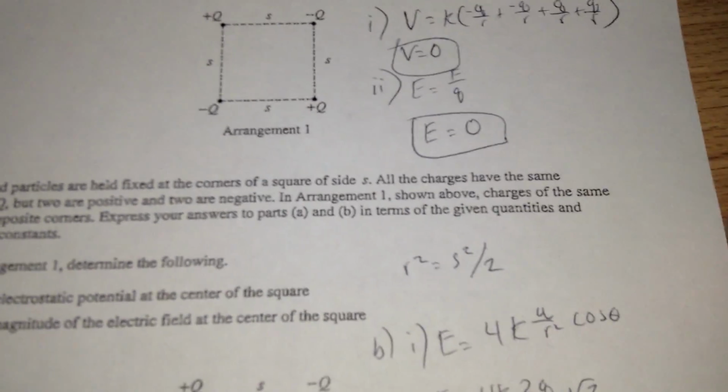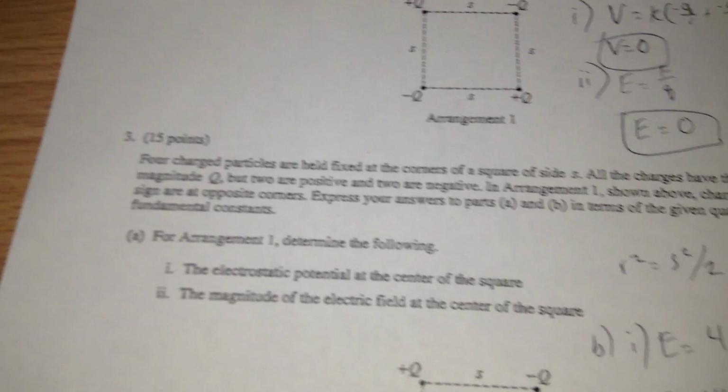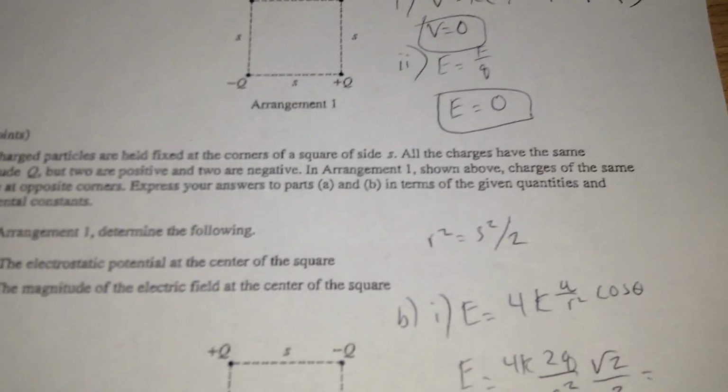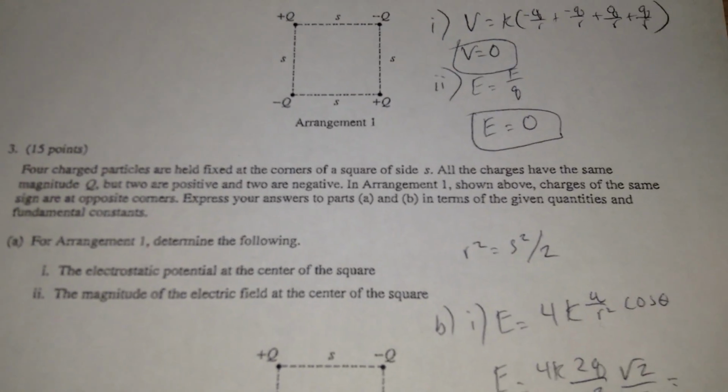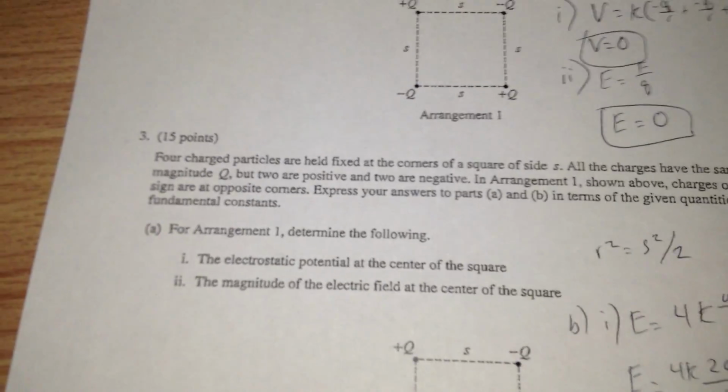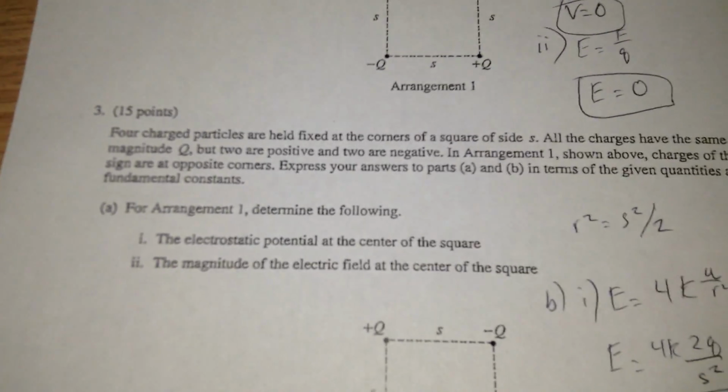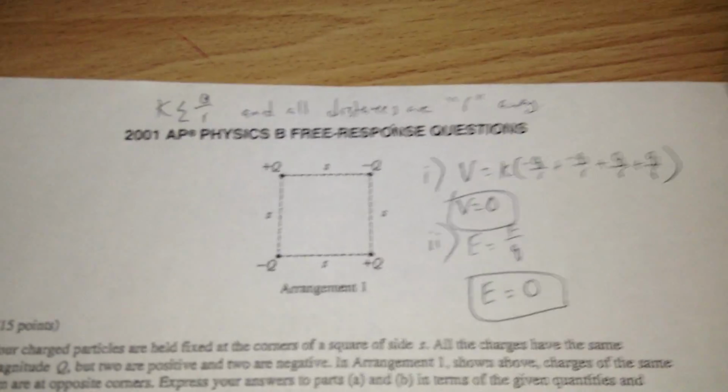Four charged particles are held fixed at the corners of a square of side S. All the charges have the same magnitude q, but two are positive and two are negative. In arrangement 1 shown above, charges of the same sign are at opposite corners. Express your answers to part A and B in terms of the given quantities and fundamental constants. Part A. For arrangement 1, determine the following. The electrostatic potential at the center of the square.